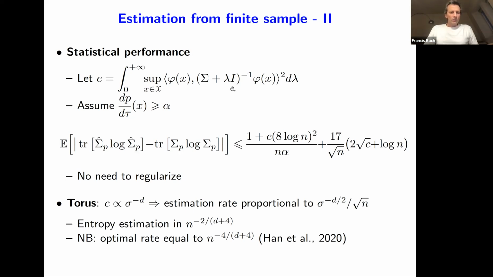Then let's look at some examples. For this to be finite, you need the eigenvalues of sigma to decrease sufficiently fast. Typically exponential decay is enough, but any polynomial decay of degree like 1 over k cubed will be enough. If you take the torus example, you can compute C explicitly, and you get C with a strong dependence on dimension. And by putting sigma over there, you get this rate of convergence.